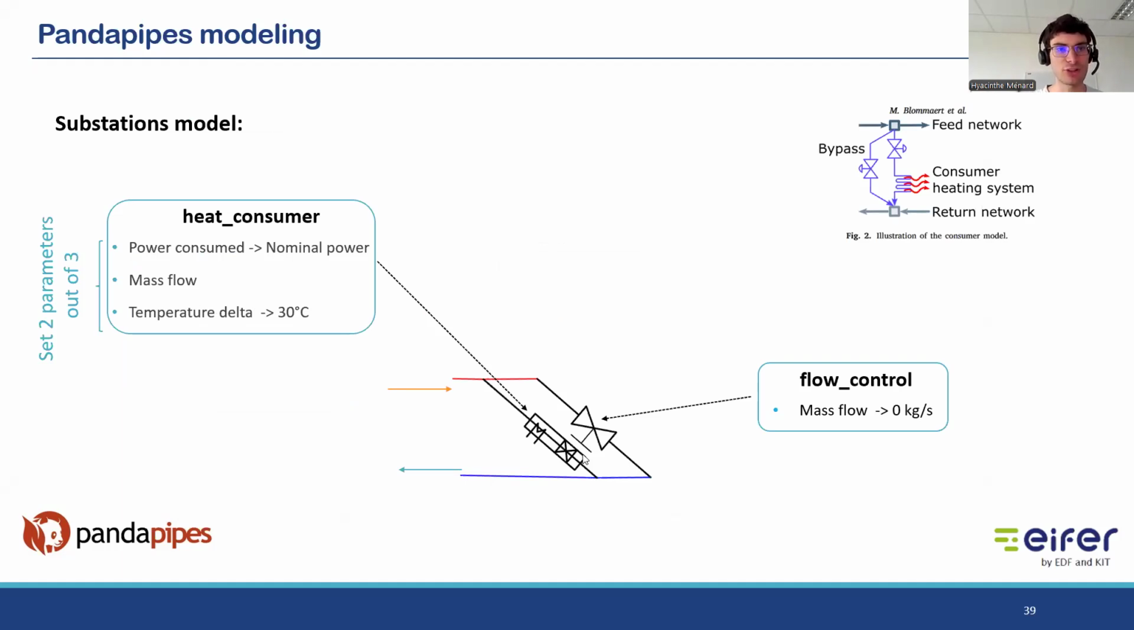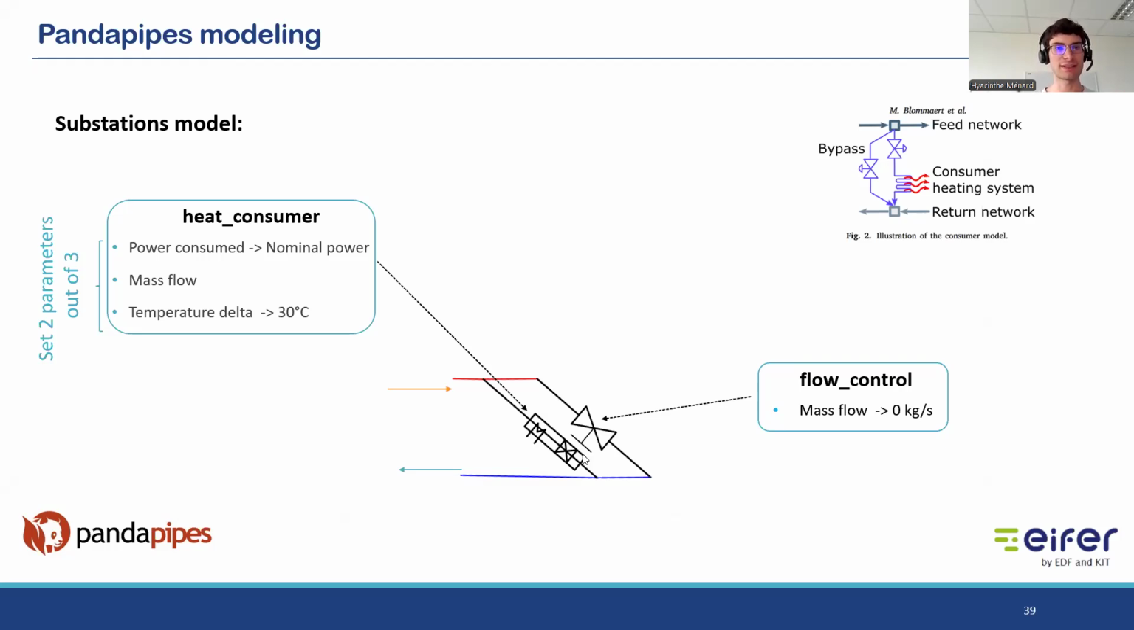And then I model the substation using a new feature in the latest version of pandapipes, which is a heat consumer. So the heat consumer is one of the components in which you can set the power consumed by the heat consumer, the mass flow and the temperature delta through the heat consumer. But actually, you should set only 2 of these 3 parameters, and pandapipes should be able, if you use the latest bidirectional mode of calculation, to find the third one.